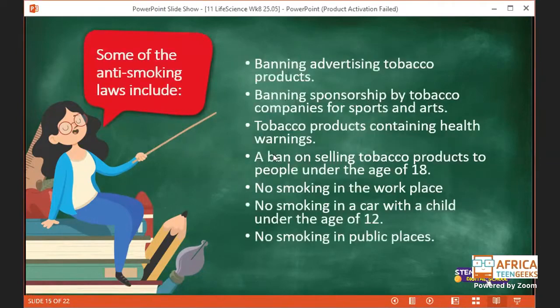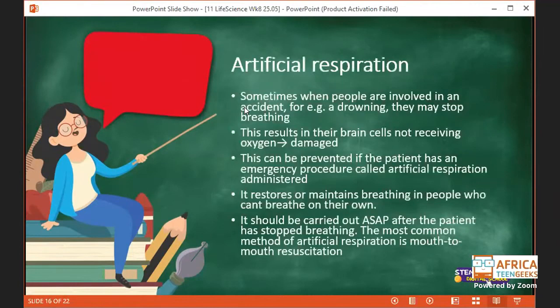Now here are some of the anti-smoking laws. Banning advertising of tobacco products, right? They have banned sponsorship by tobacco companies for sports and arts. Tobacco products should contain health warnings, and then a ban on selling tobacco products to people under the age of 18 was introduced. Then no smoking in the workplace, no smoking in a car with a child under the age of 12, and no smoking in public places. Right, so these are some of the anti-smoking laws that were placed.